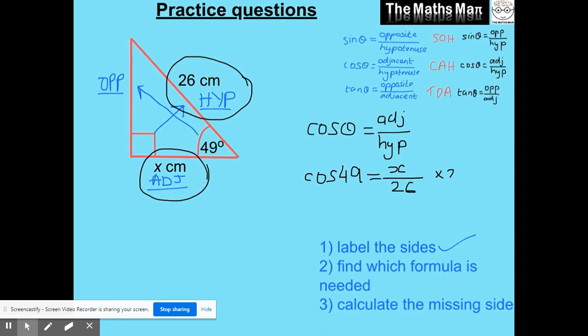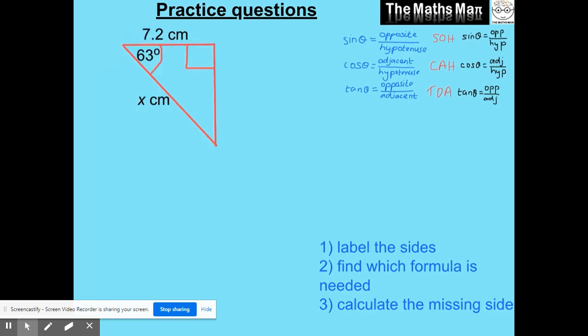So here, x is in the numerator, 26 is in the denominator. So in order to get rid of 26, we multiply both sides by 26, and we end up with 26 cosine of 49 equals x. And using our Desmos scientific calculator, we plug that in, and we get 17.06 centimeters. So that is x. Next, let's try another problem.